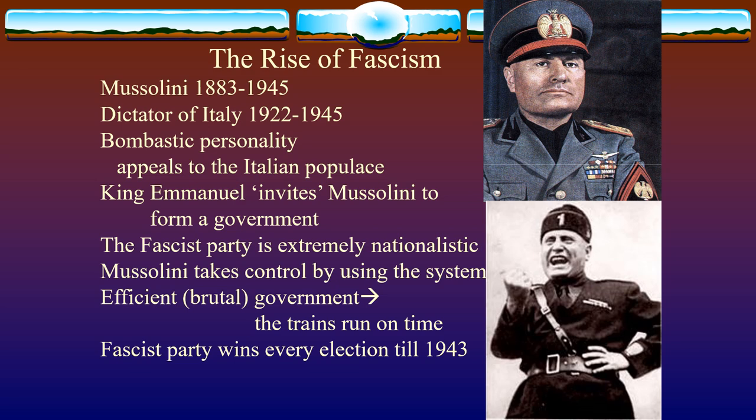Now, one of the ways you're going to do this is by violence. Strong note here. Where the Japanese had used violence openly and against the opposition party, Mussolini will use violence secretly against the opposition party.